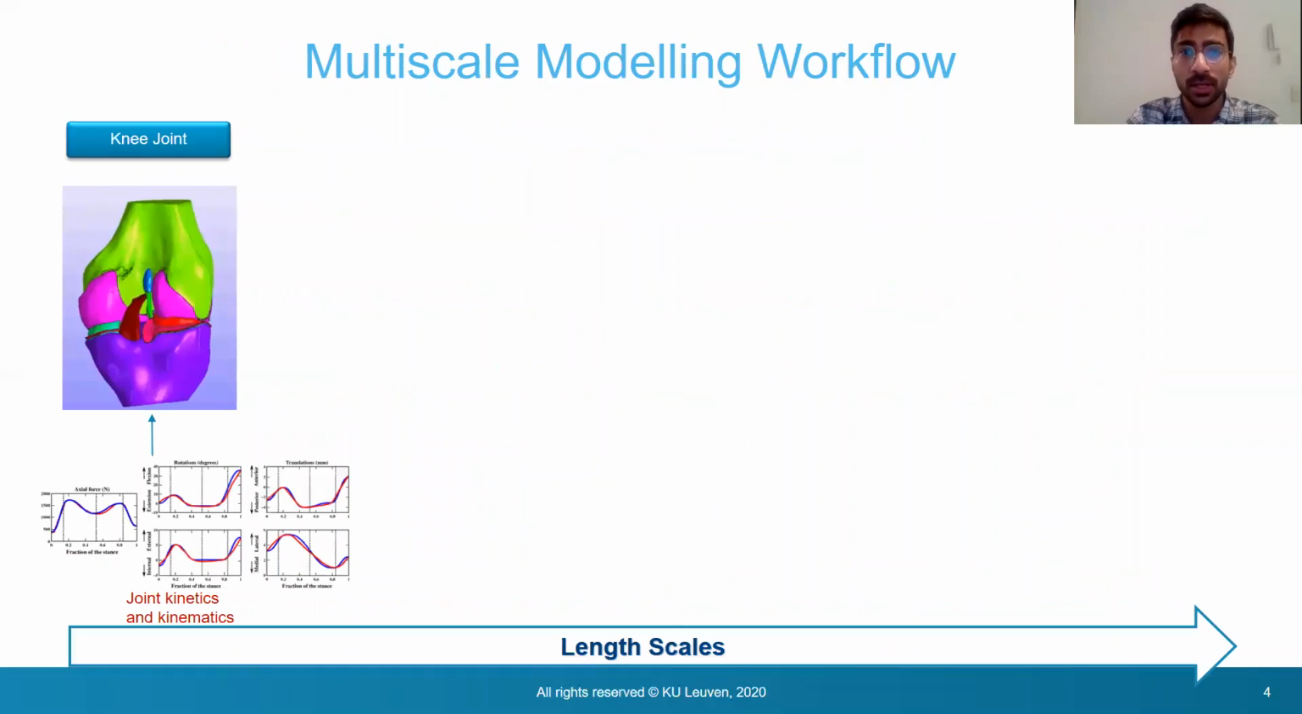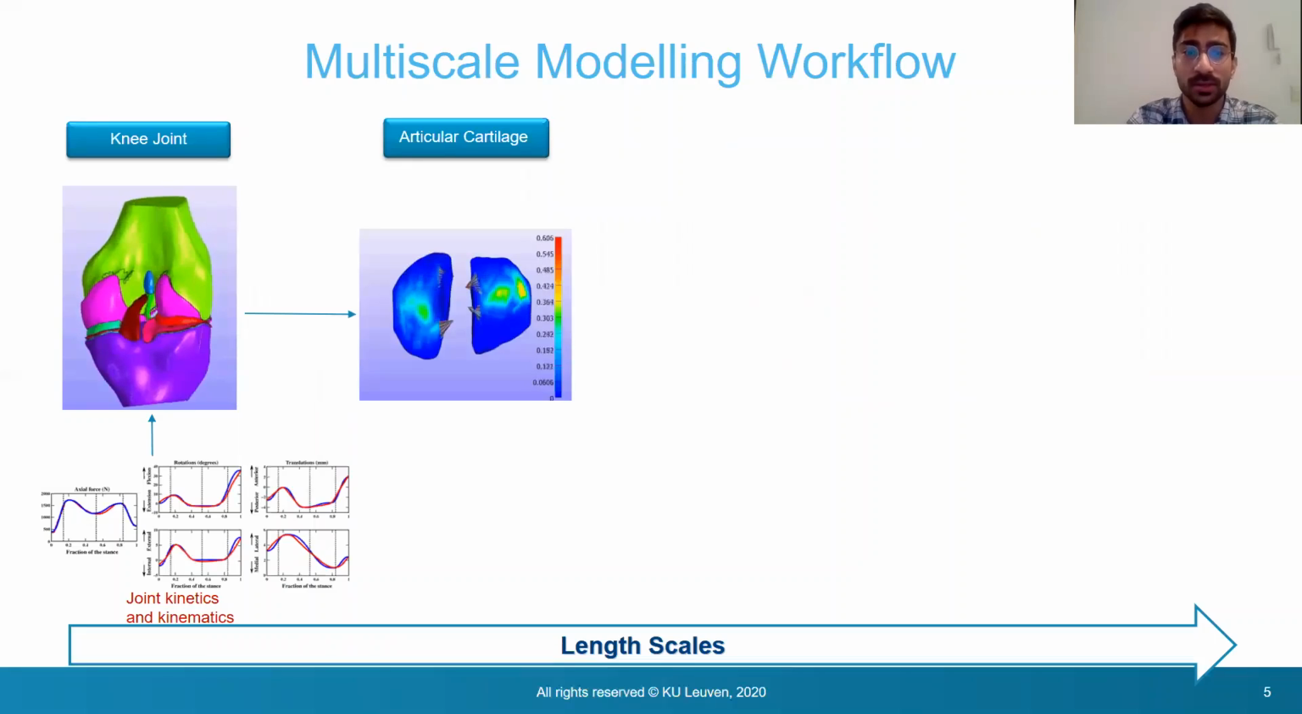So the multiscale model that is developed in this project starts off with the knee joint model. A finite element model of the knee joint is developed with joint kinetics and kinematics from the stance phase of the gait cycle used as input boundary conditions. And this helps us in calculating the stresses and the strains in the different locations of the articular cartilage.